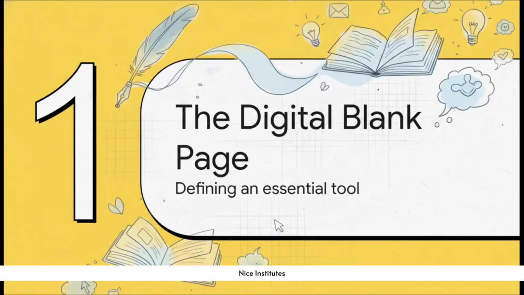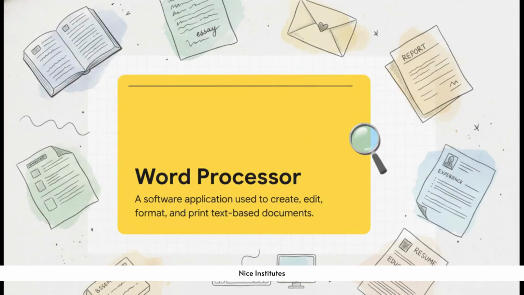Okay, so let's break it down. What is a word processor really? I mean, at its heart, it's basically the digital blank page, right? It's that empty space on your screen where all your ideas start to come to life. Yeah, the technical definition is right here: a software app used to create, edit, format, and print documents. Simple enough, but it's really the engine behind so much of what we do, isn't it?